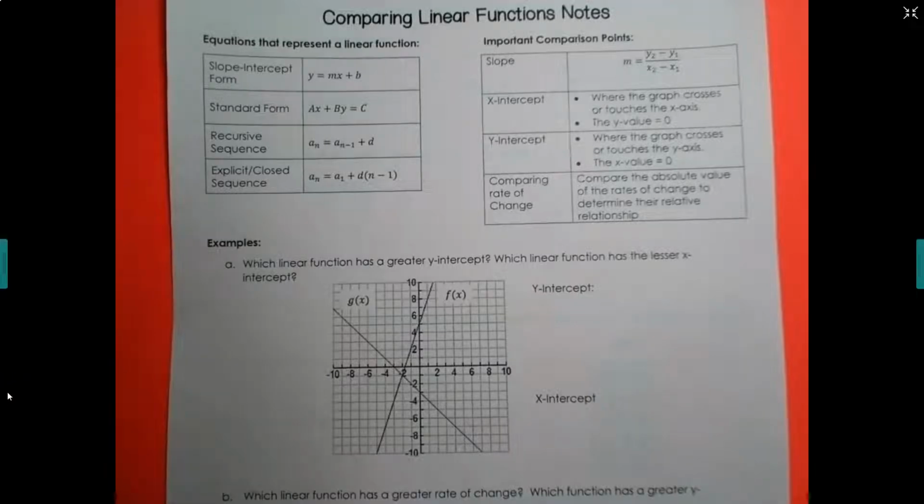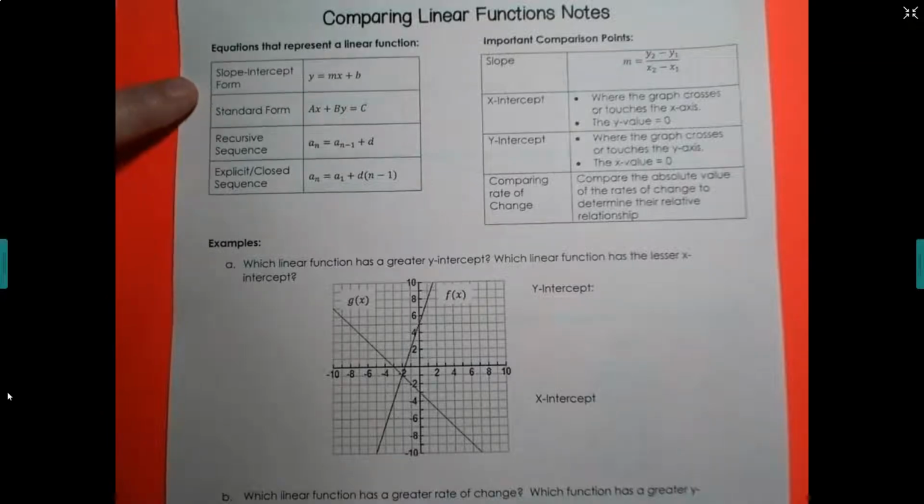Hi, everybody. So last week we spent our time finding rates of change from different representations for linear, quadratic, and exponential. And that was to help us as we come into, we're going to start comparing functions. Today we're only going to compare a line to a line. So let's do a quick review.